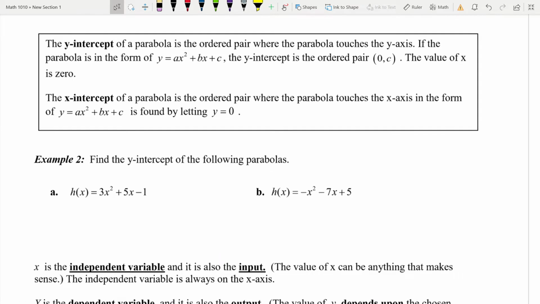You guys already know this. To find the y-intercept, you're going to let x be a 0. So it's going to look like 0 comma c. To find the x-intercept, you're going to let y be a 0. Okay, so I'm going to let y be a 0. I just like to go some number comma 0. That's what the x-intercept is going to look like.